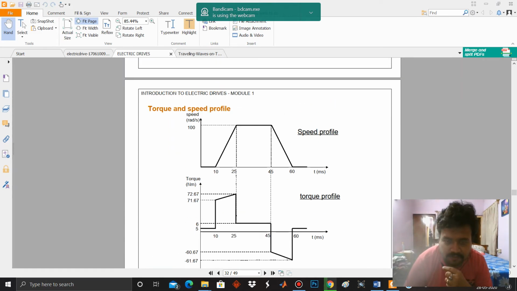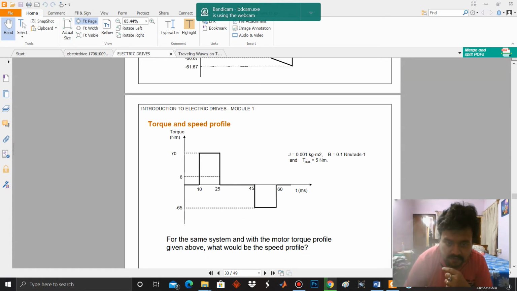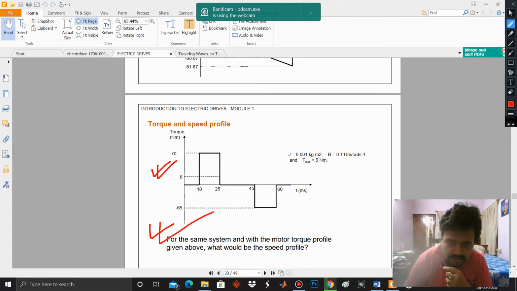So now different types of numericals are given over here. So this is one type. This is the torque profile. So corresponding to this speed profile, this is the torque profile. Now for the same system, if this is given, you derive the speed and the torque profile. This is left as an assignment to you. You just solve this assignment and you get back to me for any questions.